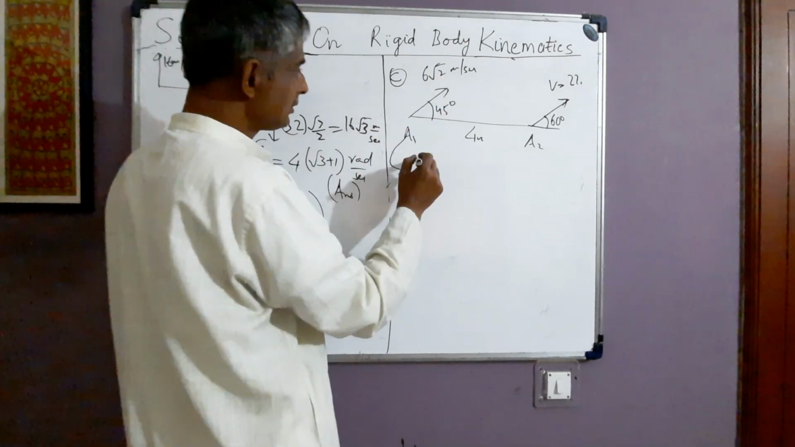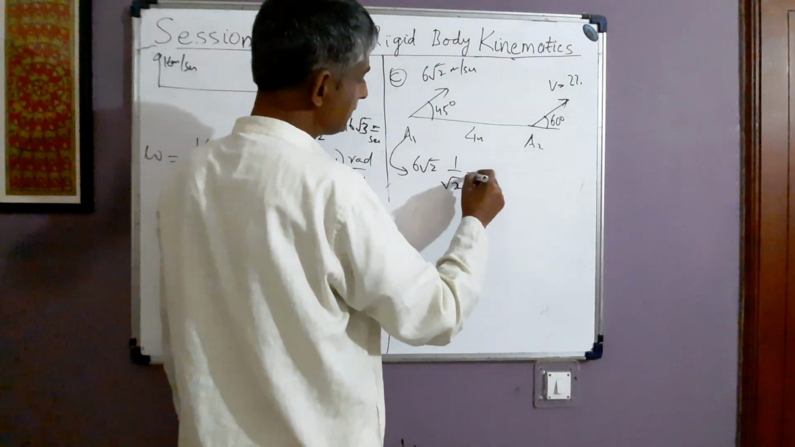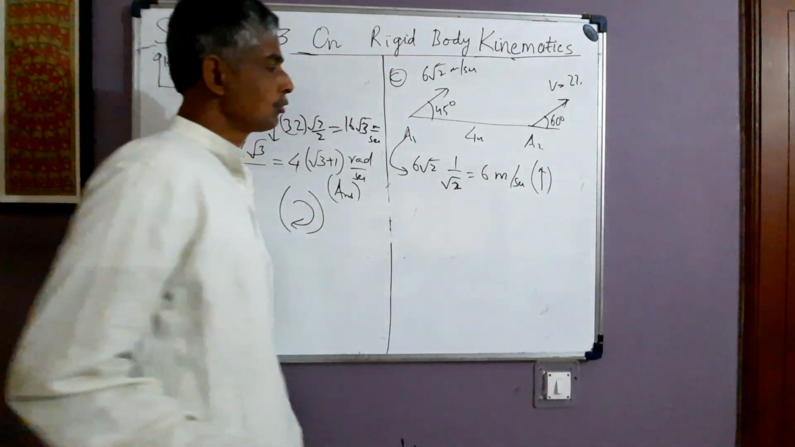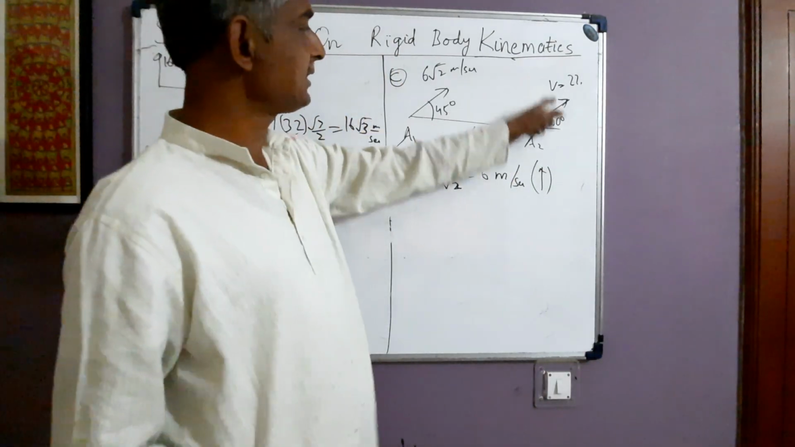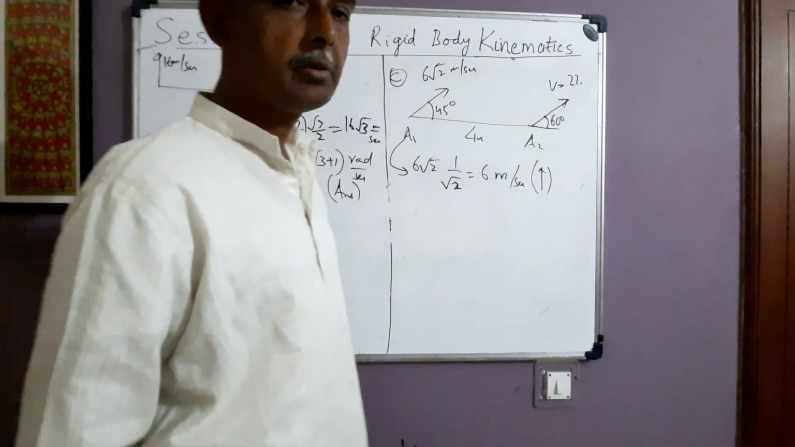Normal velocity of A1 will be 6 root 2 sine 45 degree, that is 1 by root 2. That is simply 6 meter per second in upward direction. Now we have to know the normal speed of A2, that is equal to V sine 60 degree. But to know this normal speed, we must know V. So how do we determine V?